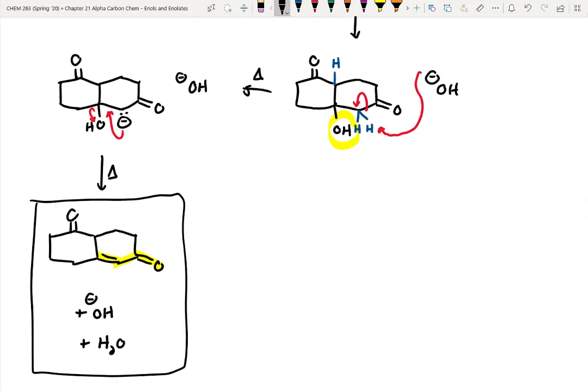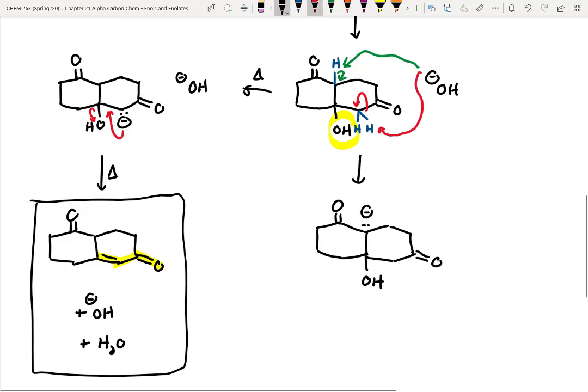But I remember last year, one of my students asked me, well, up here, you went after these alpha protons. Why didn't you go after that one up there? I wanted to show you really quick. And again, this is one where you don't need to include it in your notes. This is just for fun. But let's imagine what would happen if we grabbed this proton. If we did that, we would get a different enolate, where we'd have the negative charge up here.